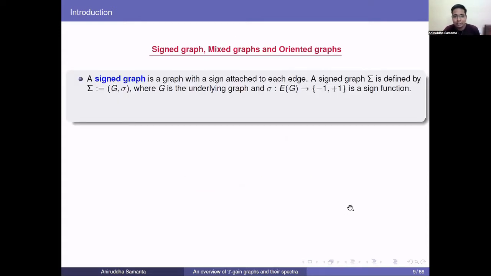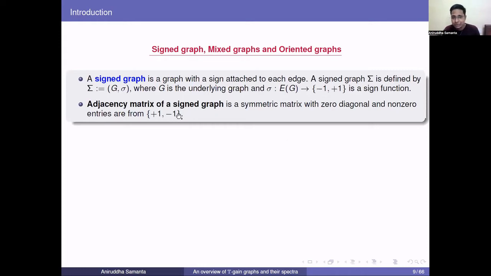Now, some other known classes of graphs. A signed graph, as we know, is a graph such that each of its edges is assigned a sign, either +1 or -1. And its associated adjacency matrix is a symmetric matrix, its diagonals are 0, and the non-zero entries come from the set +1 or -1.